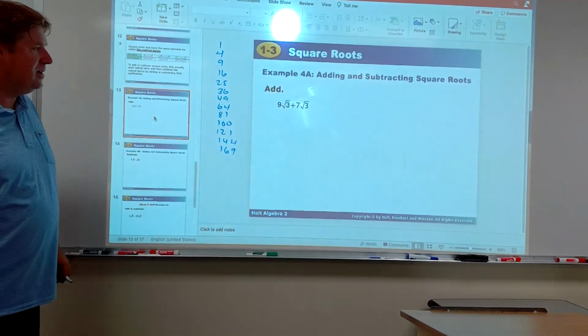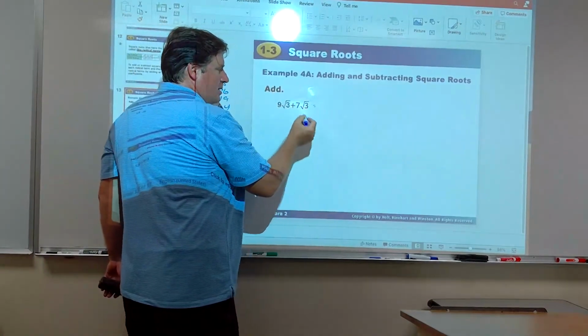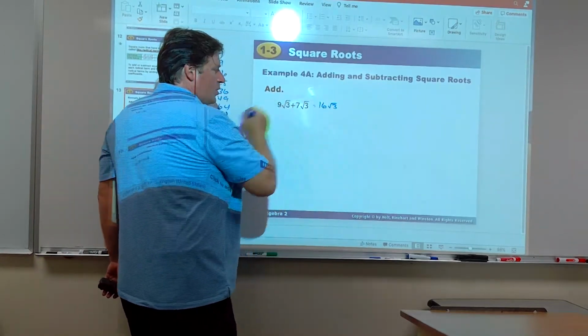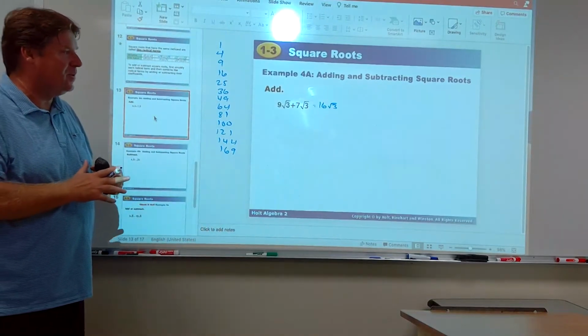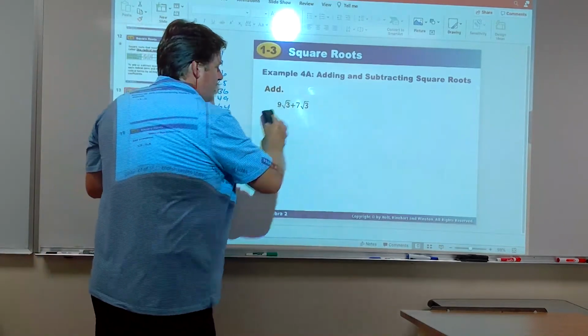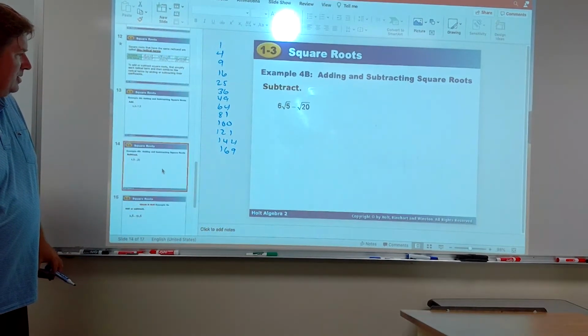It's actually fairly easy. If I take 9 root 3 plus 7 root 3, that's 9 plus 7, that's 16 root 3. Think of the radical 3 as like an x, as a variable. If it's the same radical, we just keep the radical, add the coefficients, and we're all set. So that worked out really nice. All right, what if we have subtraction, something like this?